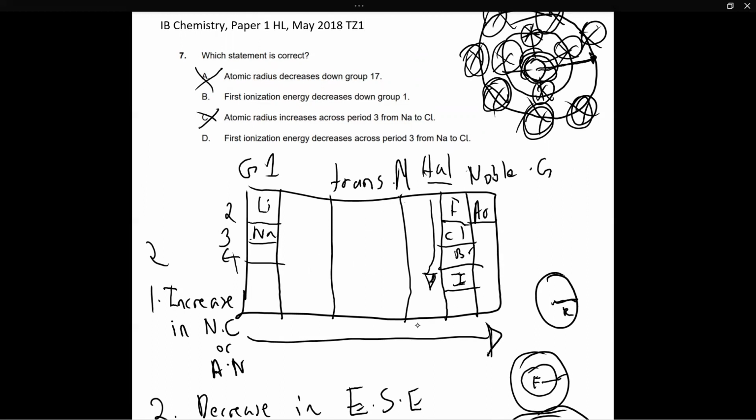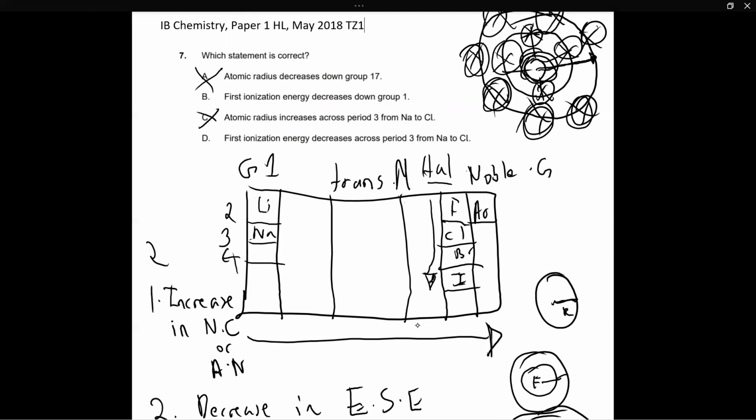This is not correct either, because it actually increases down the group, not decreases. Now we're left with two options, B and D, and both of these deal with something called ionization energy. Now, what is ionization energy? Ionization energy is the energy required to remove 1 mole of electrons from 1 mole of gaseous atoms. And in very simple terms, this basically means how much energy is required to remove 1 electron from 1 atom.